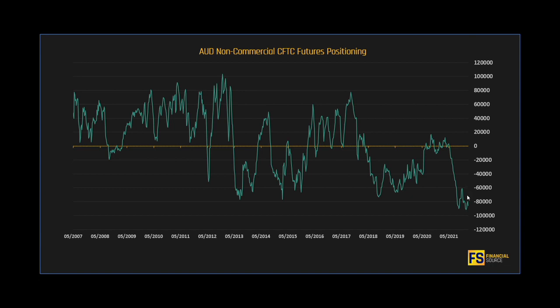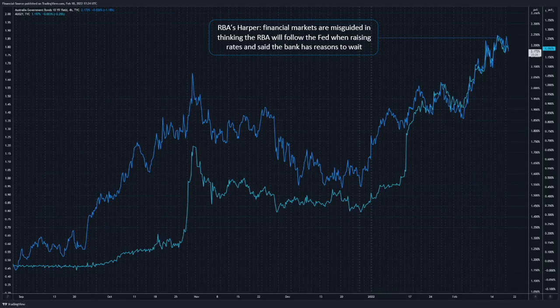And as this type of stretched positioning is normally seen as a contrarian signal, we are happy to stay long the Aussie dollar right now, despite everything that we've seen in other markets. I think it's also been quite telling the way that the bond market has been reacting, as well as the Aussie dollar. It just seems like the markets aren't believing the RBA's dovish facade anymore. I mean, we had RBA's Harper coming out last week, and he said that financial markets are misguided in thinking that the RBA will follow the Fed when they start raising rates.